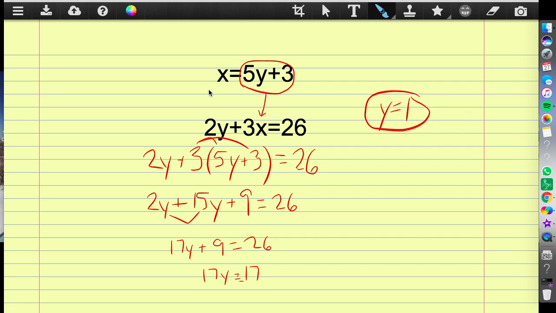I was given the statement that x is equal to 5y plus 3, but I don't know what that value is. So now we're going to take this 1, because y is equal to 1, and substitute it back into this equation. That means that 5 times 1 would still be 5, plus 3 is going to be 8. So x is going to be equal to 8.